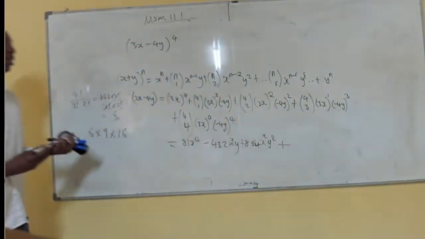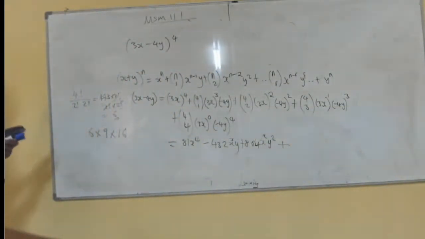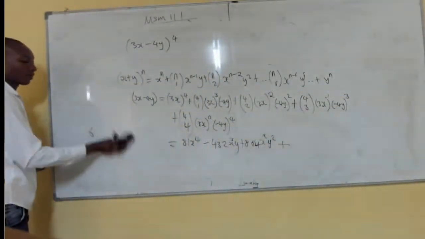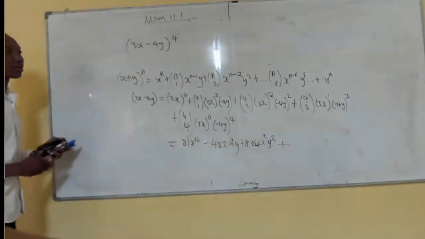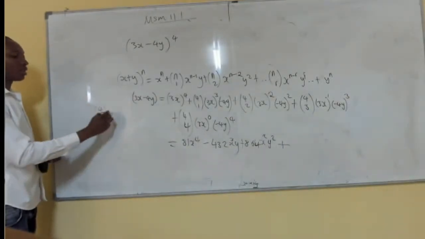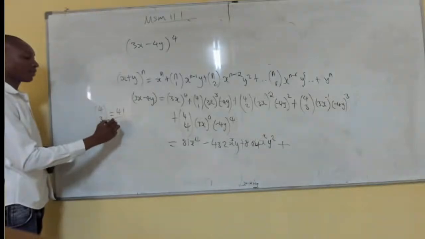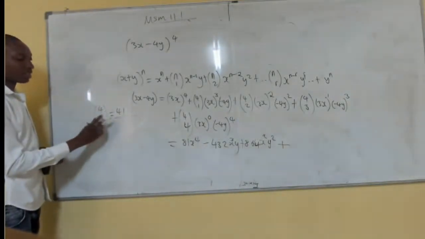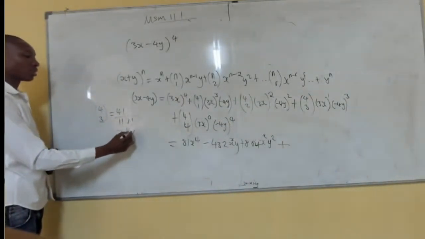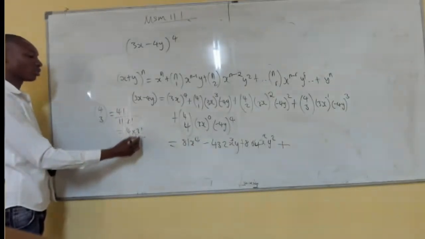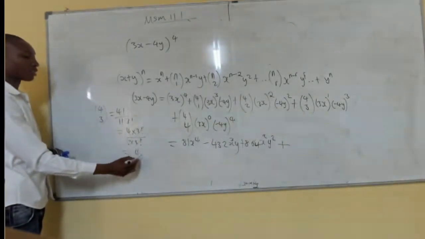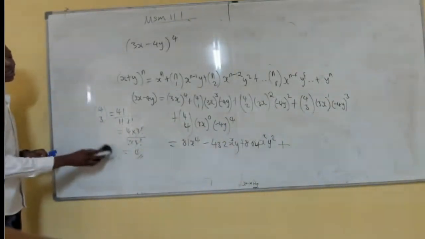The next part we now need to do is this part. So what is 4 choose 3? 4 choose 3 is 4 factorial over 4 minus 3, which is 1, then 3 factorial. So this is 4 times 3 factorial over 3 factorial. This and this will cancel, times 1 factorial. So the answer is 4. Right, so 4 choose 3 is simply 4.